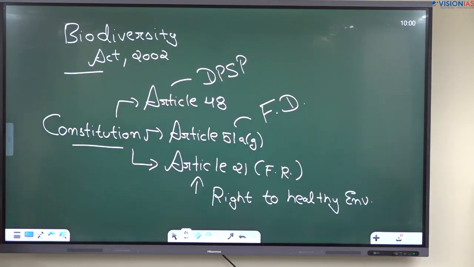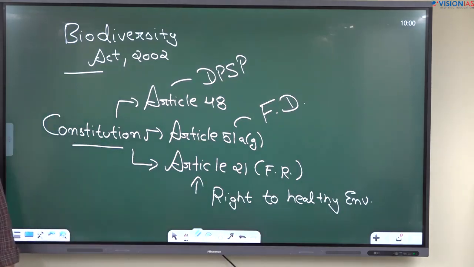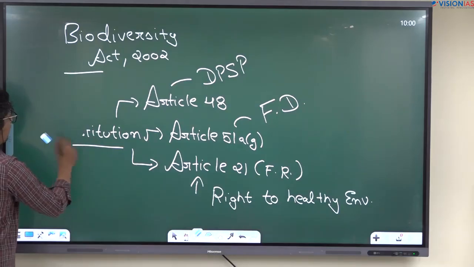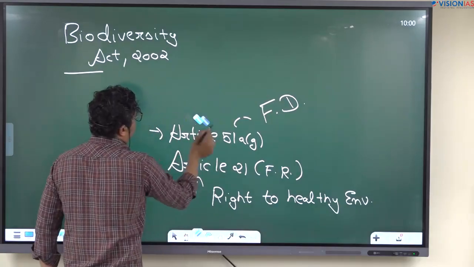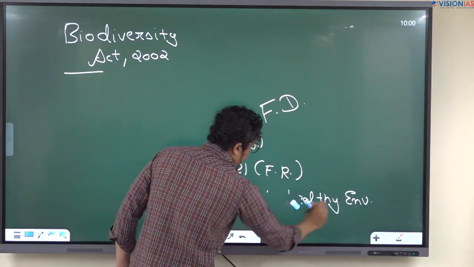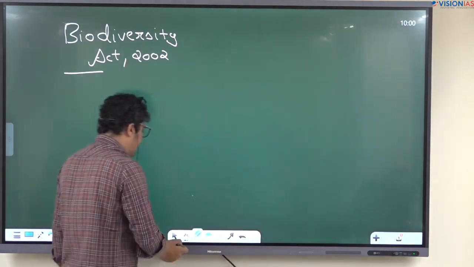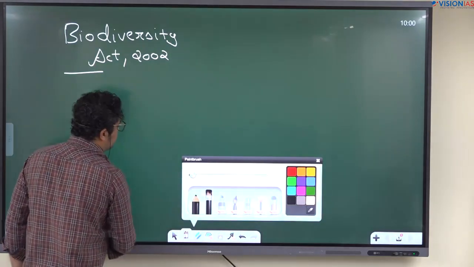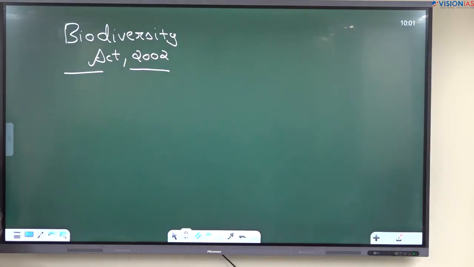So the very first act that we will discuss is the Biodiversity Act. The Biodiversity Act came into existence in 2002. Now, why did this act come? Whenever you study an act, try to understand the history behind that act.